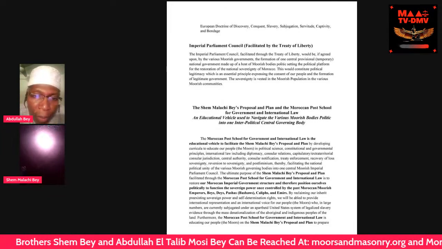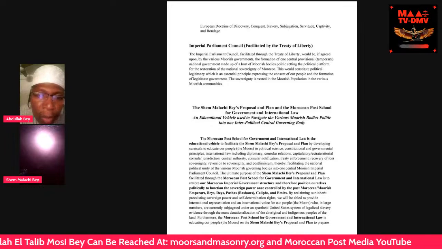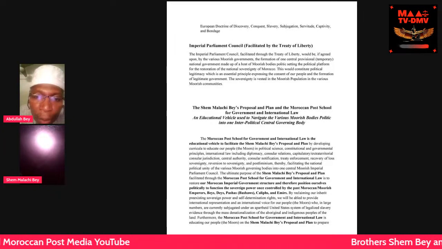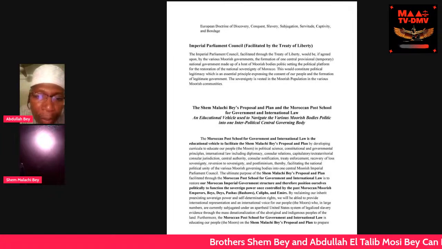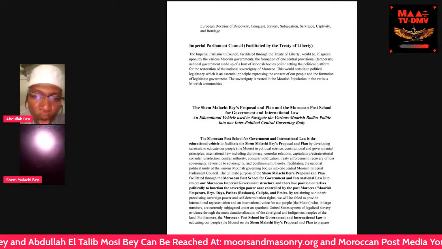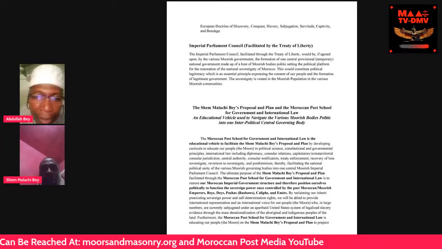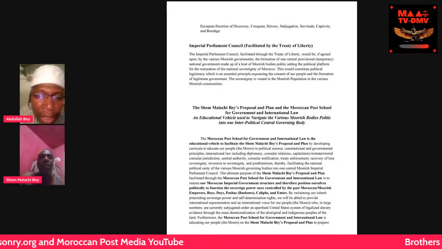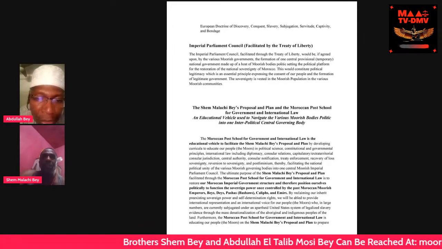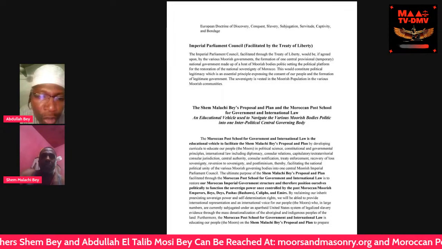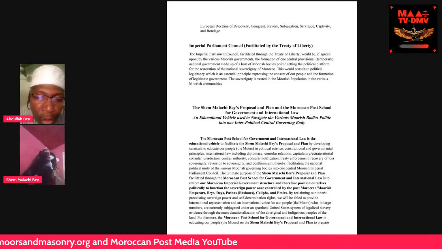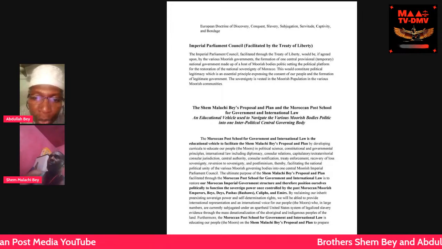The ultimate purpose of the Shem Bey's proposal and plan, facilitated through the Moroccan Post School for Government and International Law, is to restore our Moroccan imperial government structure and therefore position ourselves politically to function as the sovereign power once controlled by the past Moroccan Moorish emperors, beys, deys, pashas, bashars, caliphs, and emirs. By reclaiming our inherent pre-existing sovereign power and self-determination rights, we will be able to provide international representation and an international voice for our people, the Moors, who, in large numbers, are currently subjugated in an apartheid United States system of legalized slavery, evidenced through the mass denationalization of the Aboriginal indigenous people of the land.